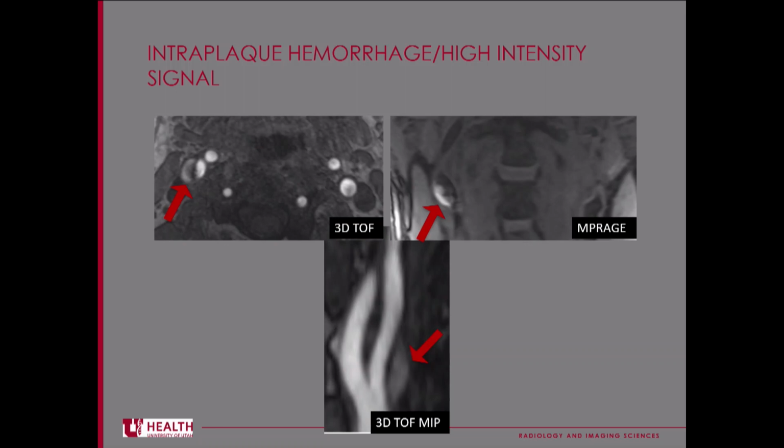In this image on the left, you can see that high intensity signal narrowing the lumen, which is compatible with intraplaque hemorrhage and has been established as associated with increased risk of symptomaticity and stroke. And there's just a couple more examples of another patient with a coronal MP-RAGE where you can see the intrinsic T1 hyperintensity, and then again on a MIP of a 3D time of flight.